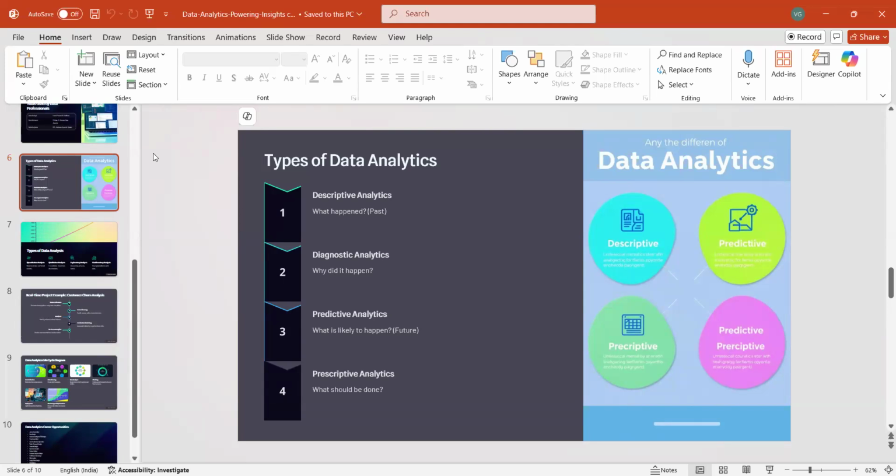And here, the types of data analytics. We have four kinds of data analytics, right?